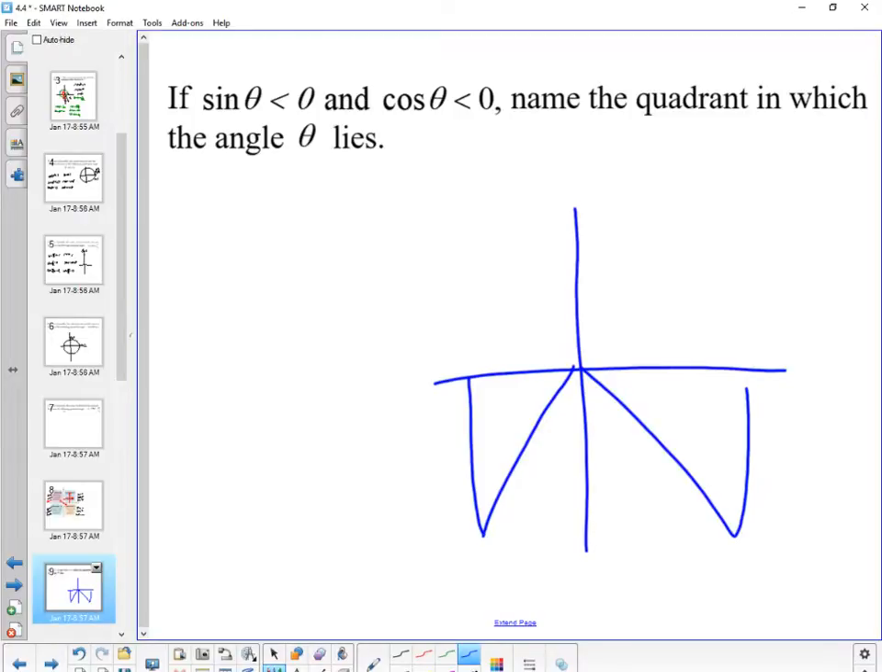So it's quadrant 3. Is it this one? No, that's 4. That one. So that means that this theta is in quadrant 3. Nice. Go ahead and talk about that real quick. Look at which of the quadrants has sine less than 0. Cosine is also less than 0. There's only going to be one quadrant where cosine is less than 0.